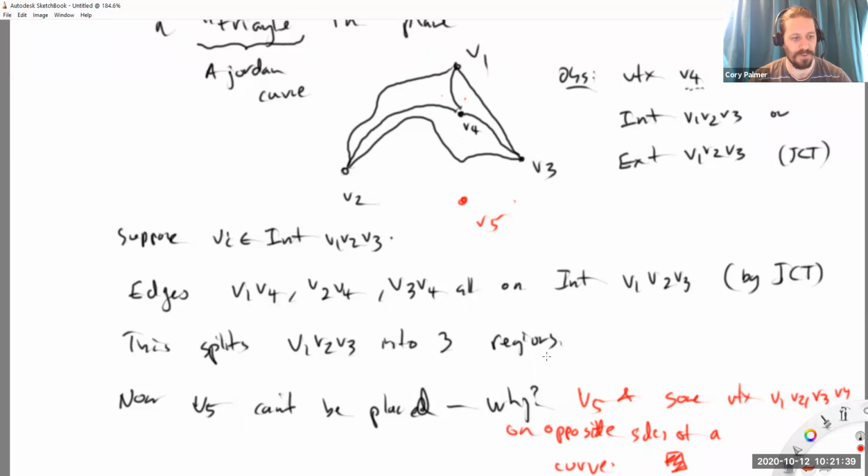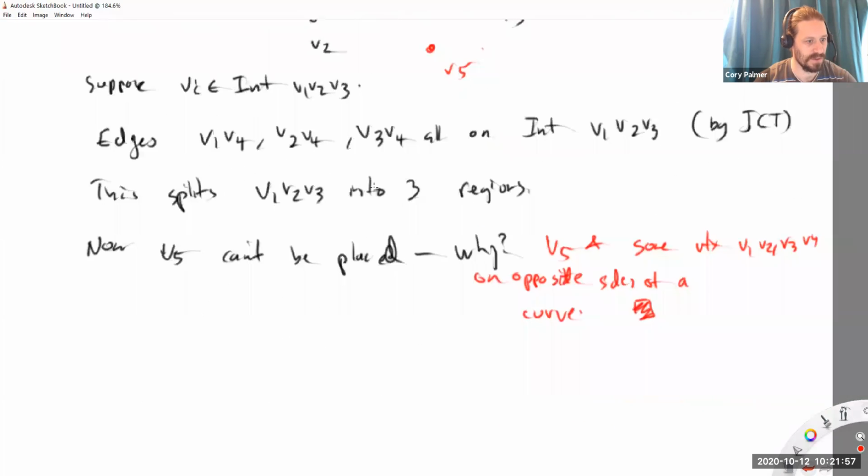Okay, K3,3 is similar. You take an embedding that's planar, you find some faces, or rather some regions, which is a little bit different, and once you've got that, you can argue that you have two vertices that are on opposite sides of a curve, and there's no way to cross that curve. Okay, all right, so now we need a couple definitions here.